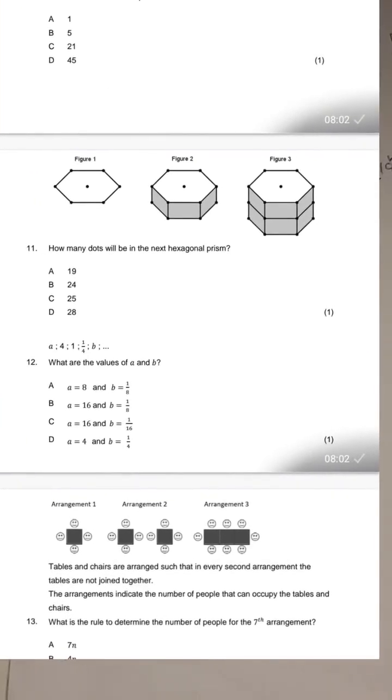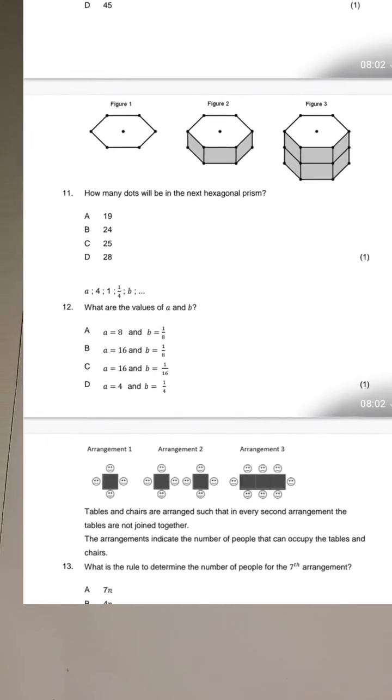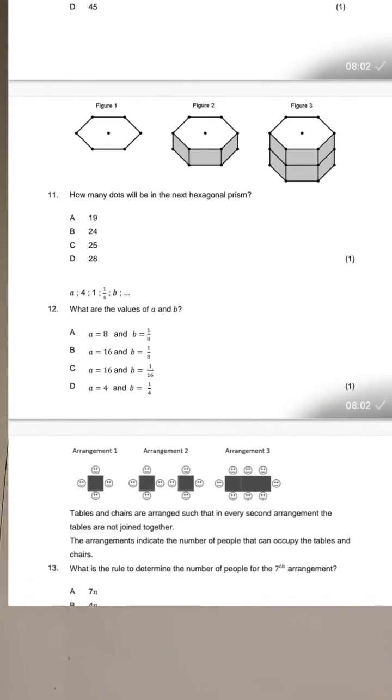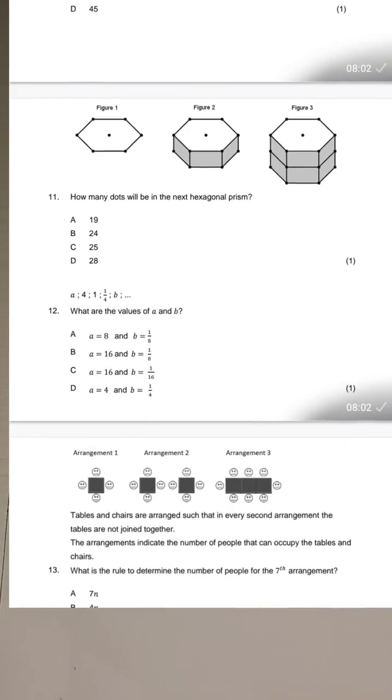Question 12. We have A, 4, 1, 1 over 4, B. The question asks, what are the values of A and B? Option A, is A equal to 8 and B equal to 1 over 8? Option B, A is equal to 16 and B is equal to 1 over 8? Option C, A is equal to 16 and B is equal to 1 over 16? Or option D, A is equal to 4 and B is equal to 1 over 4?